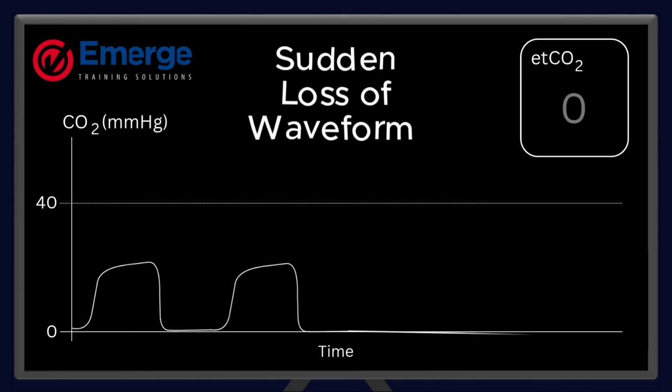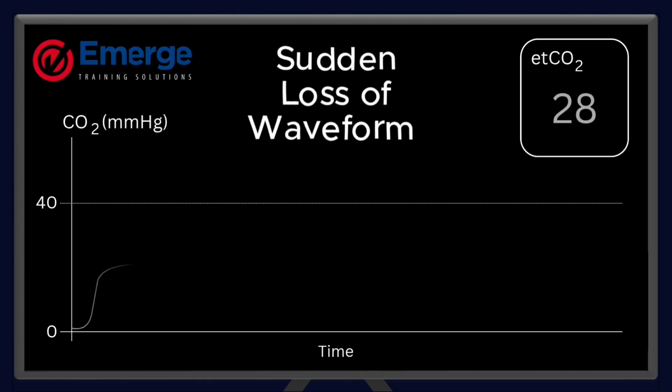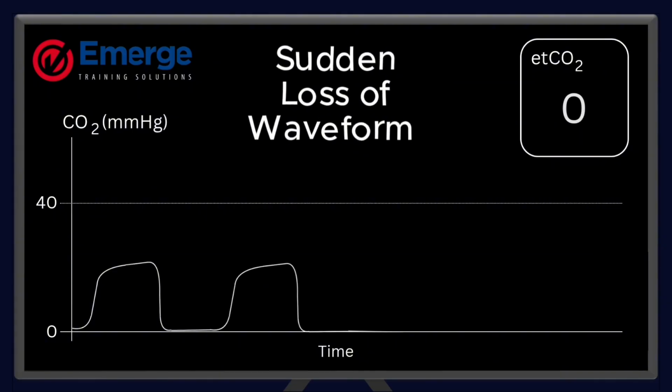So what do you do in those first seconds? You go straight down the critical pathway. Is the patient breathing? Is the tube still in? Is the bag moving easily? Is the ventilator connected? Is the chest rising? And if all of that is intact, check a pulse immediately. A sudden loss of waveform is often the earliest sign of cardiac arrest, appearing before monitors or clinicians notice anything else.